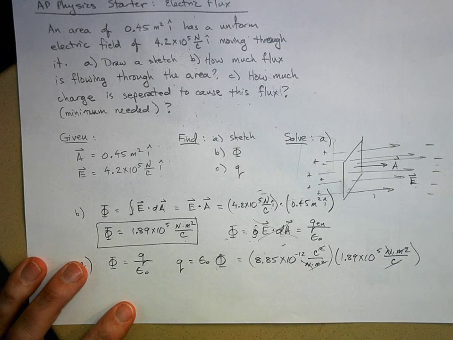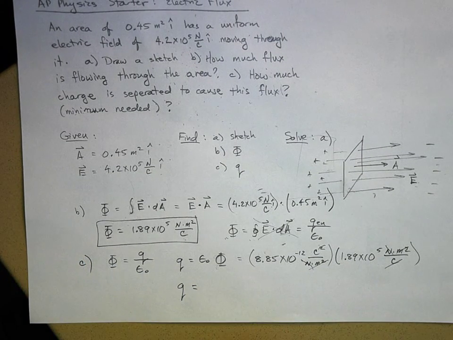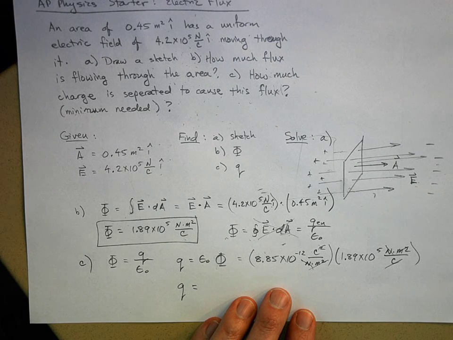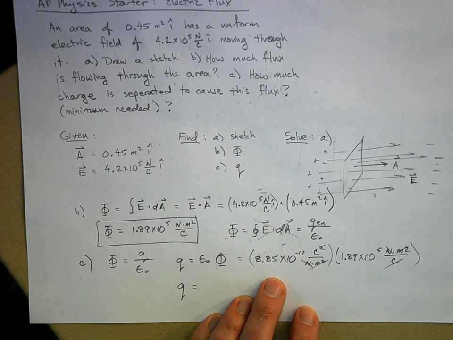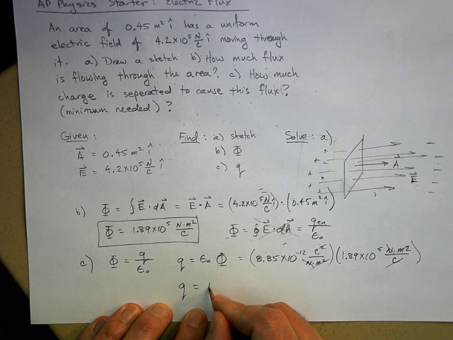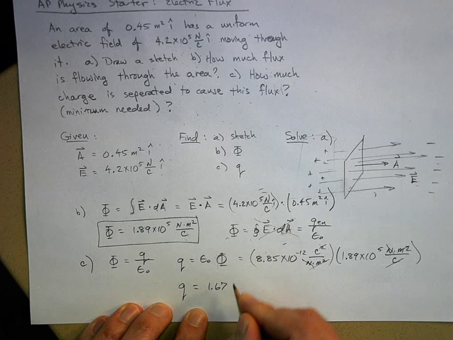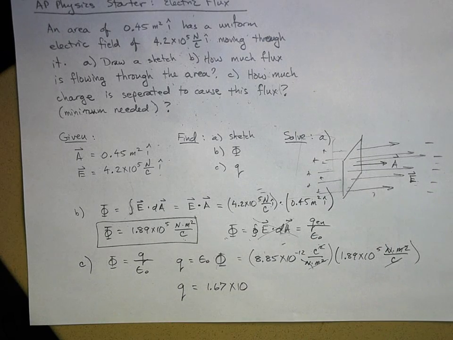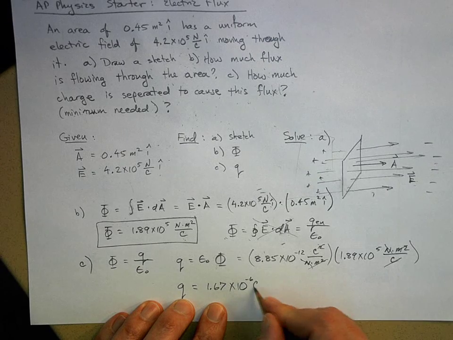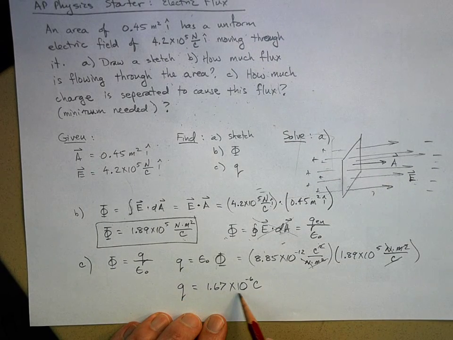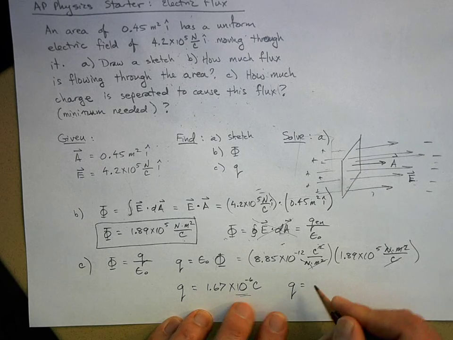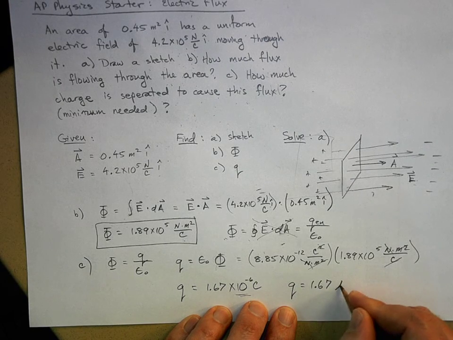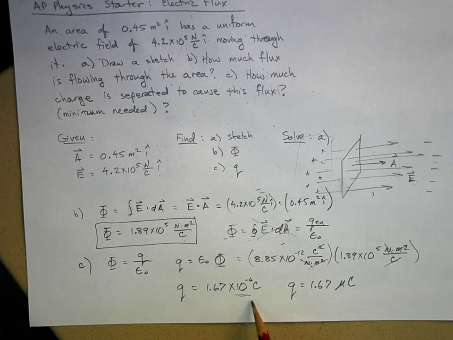Woo. All right, and so the amount of charge that had to be separated is just this value I got times 8.85 times 10 to the negative 12, and I get 1.67 times 10 to the negative 6 coulombs. And what do we call times 10 to the negative 6 coulombs? Microcoulombs. So you can leave it like this or like this.